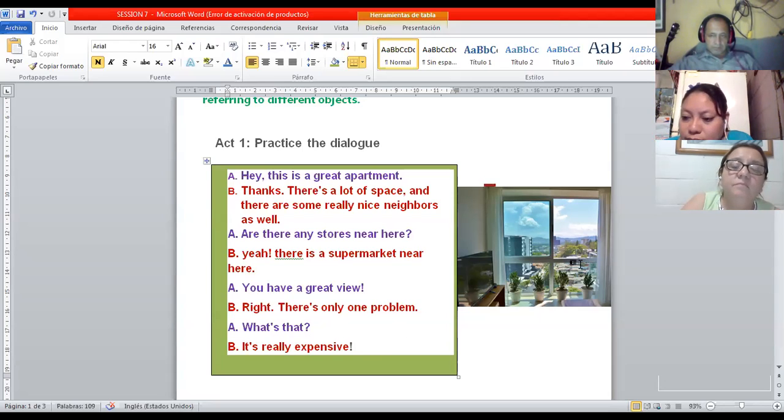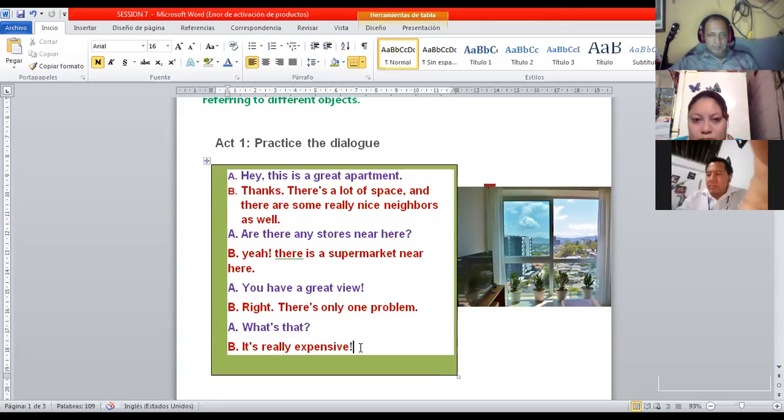Ale, tell me. En esa pregunta que dice Miguel, dice, what's that? ¿Qué significa what's that para que le diga que es realmente caro? Yes, the person says, you have a great view, all right? Tiene una vista muy bonita, it has a great view. And the person says, there is only one problem, pero hay un problema, okay? There is only one problem. And the person asks, what's that? ¿Cuál es el problema, right? What's that? Oh, it's really expensive. Que es muy caro, all right? Sí. Gracias. No problem. Are we okay? Yes. Okay, perfect.